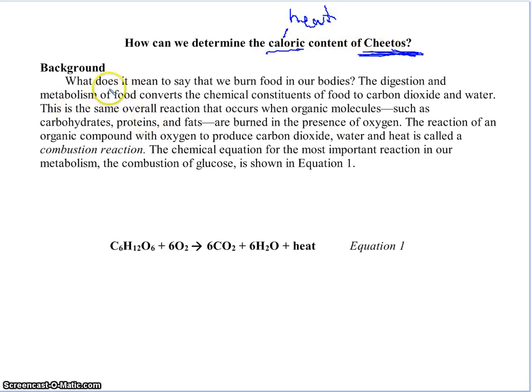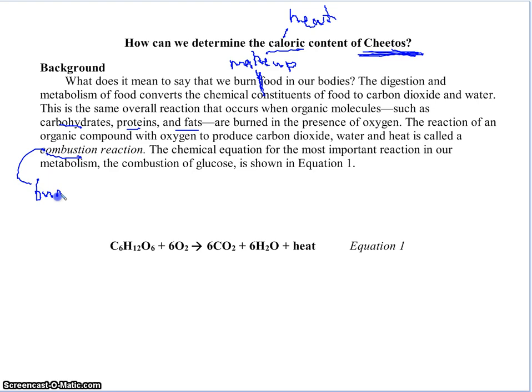Let's read this background. What does it mean to say that we burn foods in our body? Because people say that, right? I'm going to burn off these Cheetos. The digestion and metabolism of food converts the chemical constituents, so that's the makeup, like what makes up the food, to carbon dioxide and water. This is the same overall reaction that occurs when organic molecules, such as carbohydrates, proteins, and fats, you studied those in biology, are burned in the presence of oxygen. The reaction of an organic compound with oxygen to produce carbon dioxide, water, and heat is called a combustion reaction.